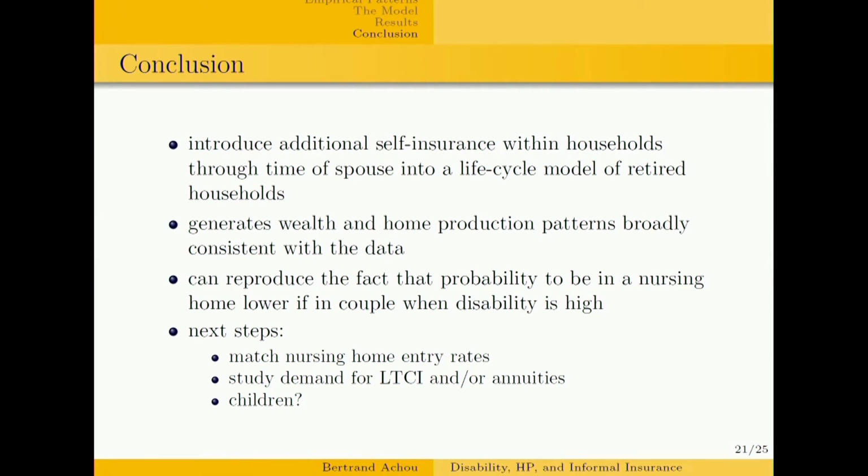And so the next step is, as I said, to match the nursing home entry rates. One thing that I would like to do is especially study what the demand for long-term care insurance is given this channel, because as I said, it's not clear what the effect is going to be, because you've got at the same time two types of health risk, but also this kind of self-insurance channel. So what the final effect is going to be is something which I think is an empirical matter rather than a theoretical one.